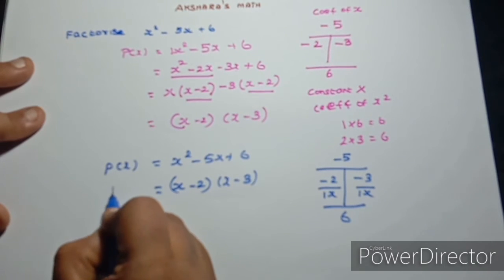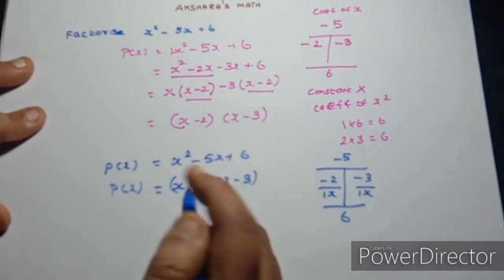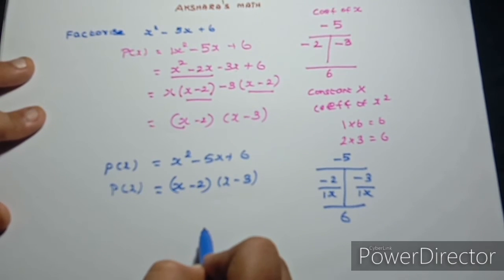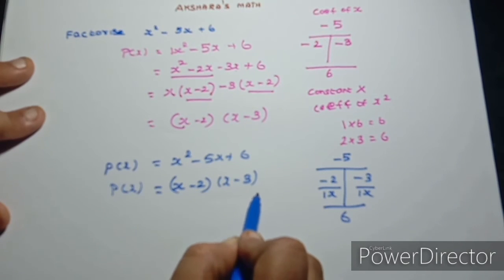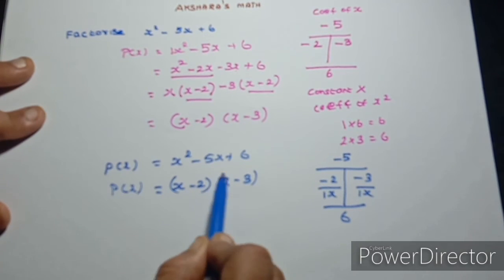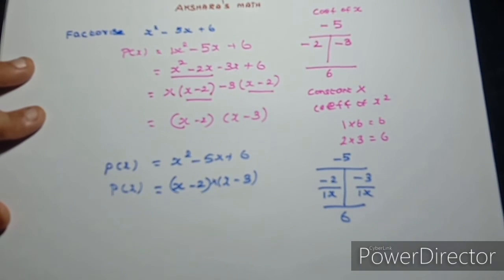So the factorization for my polynomial is p of x is equal to x minus 2 into x minus 3. Actually, factorization means writing in terms of irreducible factors. You have written it as a product of two factors which you cannot reduce further. There is nothing common here, and you cannot take out anything. You have written it as a product of two irreducible expressions. These are called factors, and you have completed your factorization.